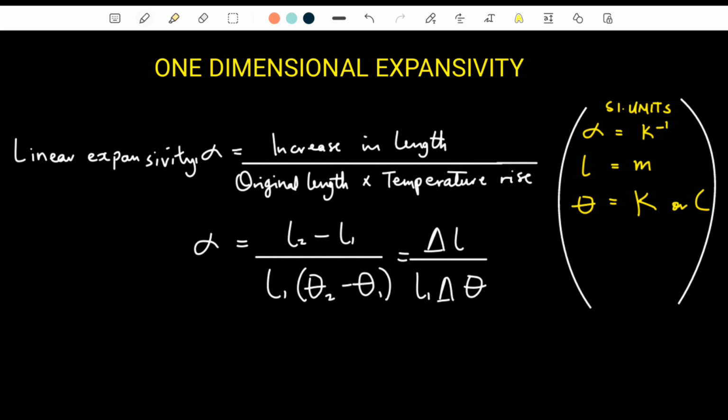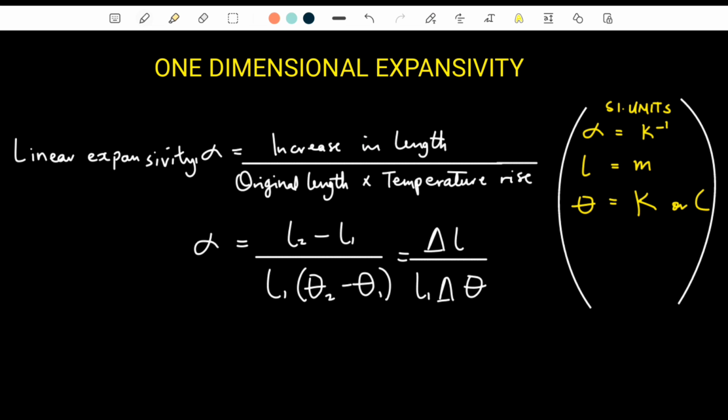Welcome to another video, guys. Here we're going to be talking about one-dimensional expansivity, which is basically the linear type. We'll actually have three different dimensions at which this expansion occurs. You've got the linear dimension, the area dimension, and then the cubic dimension. We'll make videos on those other ones later on, but here let's start off with linear expansivity.